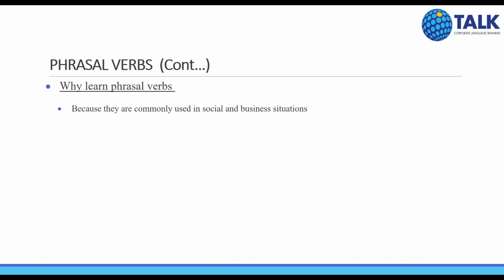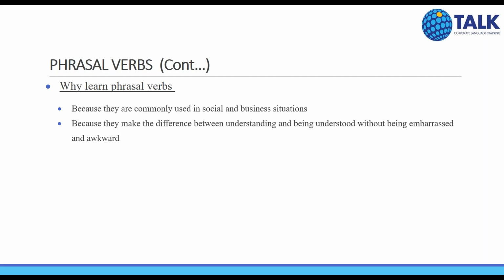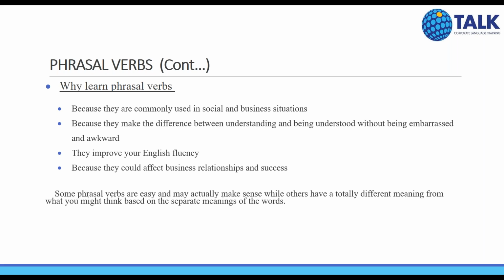So why would people want to learn phrasal verbs? Well, number one, because they're commonly used in social and business situations in our interactions. Number two, because they can make the difference between understanding and being understood without being embarrassed or feeling awkward. They also improve your English fluency, and they could affect, in theory, business relationships and successes. So some phrasal verbs are easy and they actually make sense, while others have a totally different meaning from what you might think, which is what makes phrasal verbs even more difficult.